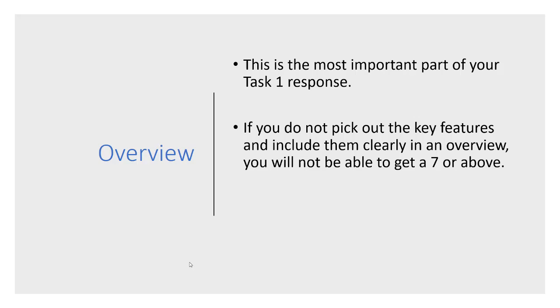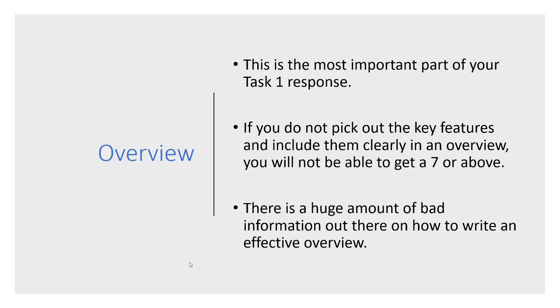Alright, it's so important. It's mentioned in the official marking criteria that you must have a clear overview that includes the key features. Many of you, the number one reason why you keep getting a 6 or 6.5 might be this particular thing. It might be something else, but for many people, it's just because you cannot write a clear overview. There is a huge amount of bad information out there on how to write an effective overview.